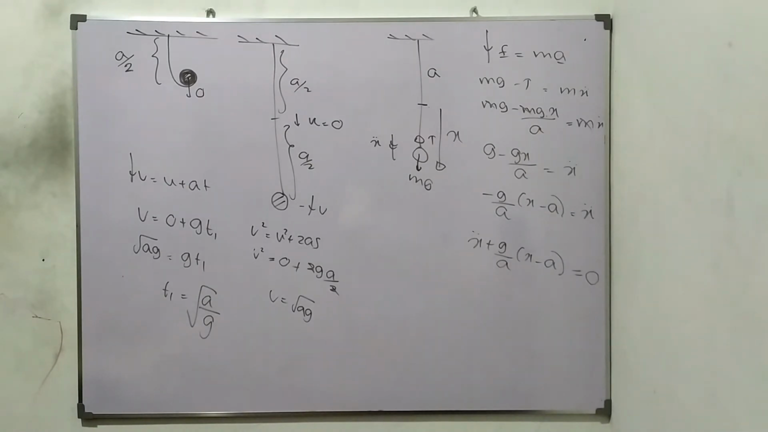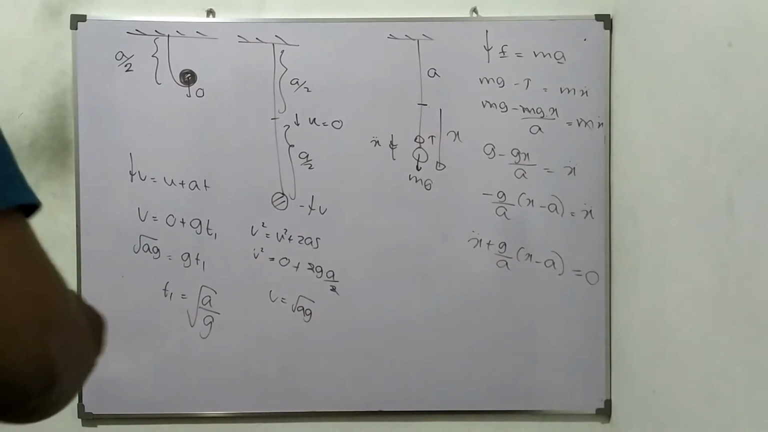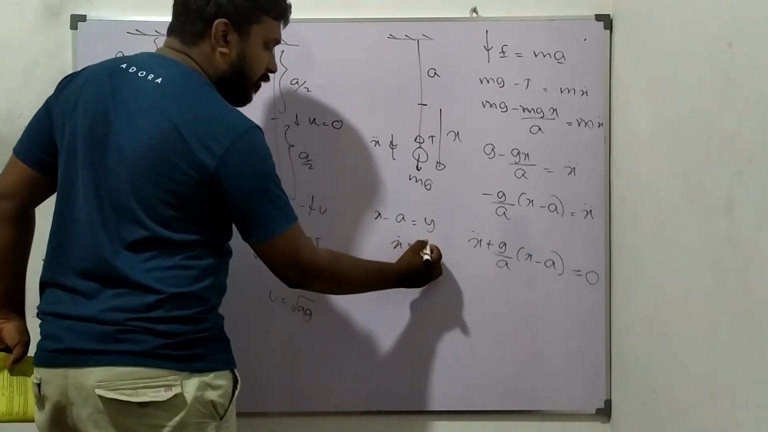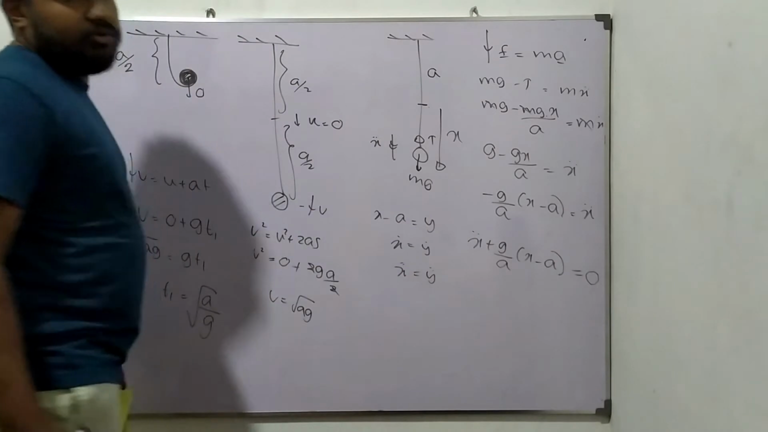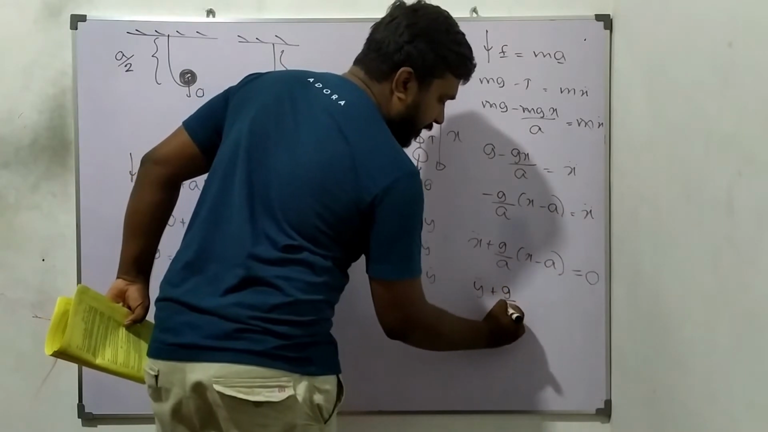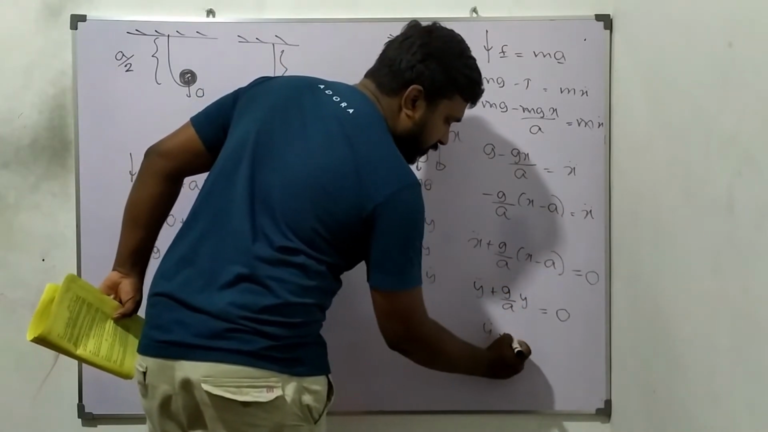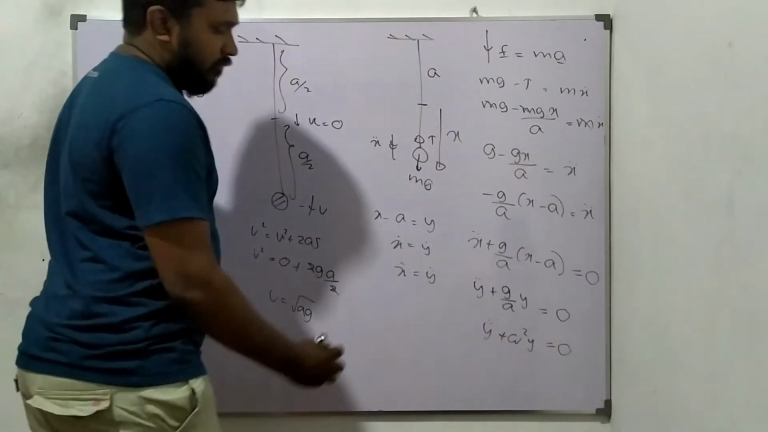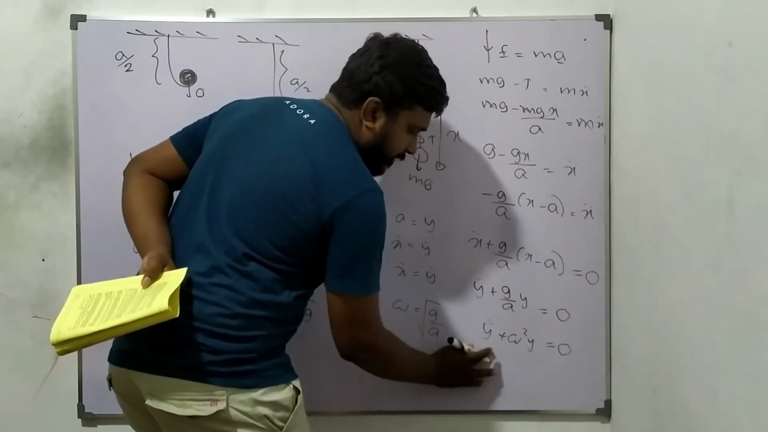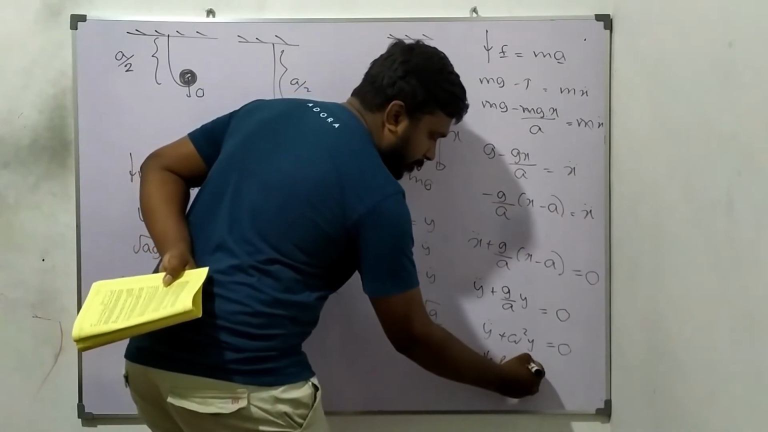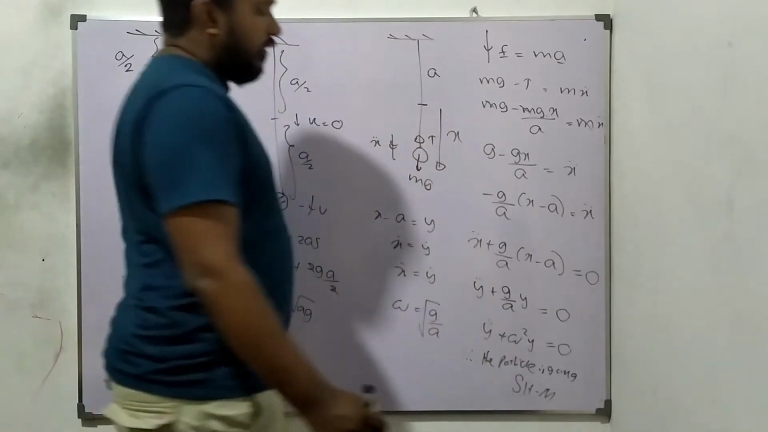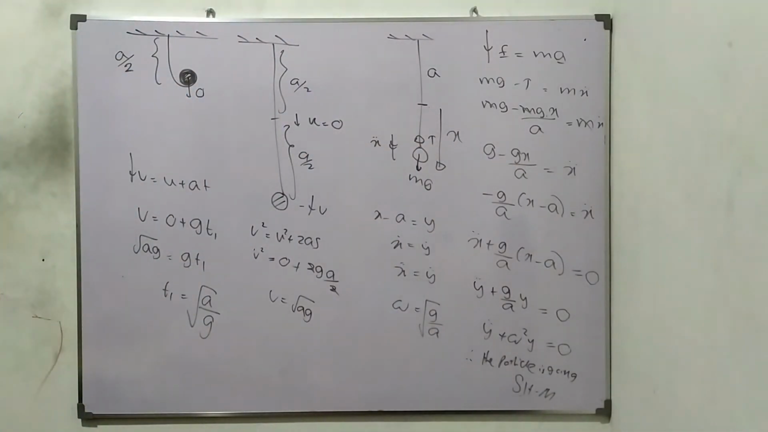Okay, so now I assume g over a as omega squared, and x minus a as y, and I'm going to differentiate it. x dot equals y dot, x double dot equals y double dot. I differentiate it two times with respect to time, so then y double dot plus g over a, y equals 0. This is omega squared y equals 0. So omega is the square root of g over a. Therefore the particle is going in simple harmonic motion.